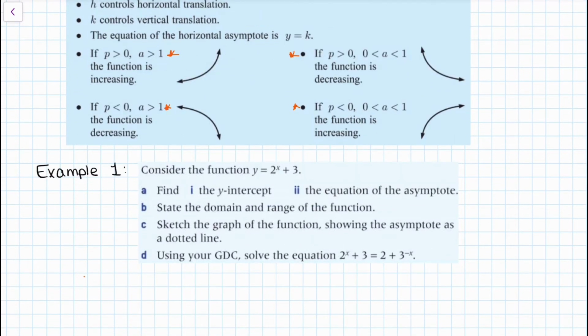Example 1, consider the function y equals 2 to the power of x plus 3. First of all, we want to find the y-intercept and the equation of the asymptote. So the y-intercept obviously is just when x equals 0. So y equals 2 to the power of 0 plus 3. Remember, 2 to the power of 0 is 1. So it'll be 1 plus 3. So the y-intercept is at 4. For the equation of the asymptote, remember up here we said the equation of the asymptote is when y equals k, which is the number added or subtracted to the function. In this case, that is 3. So our asymptote will just be at y equals 3.